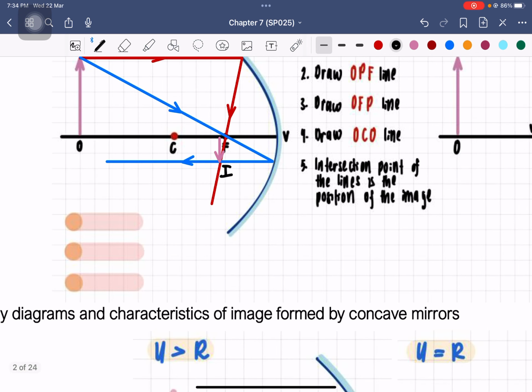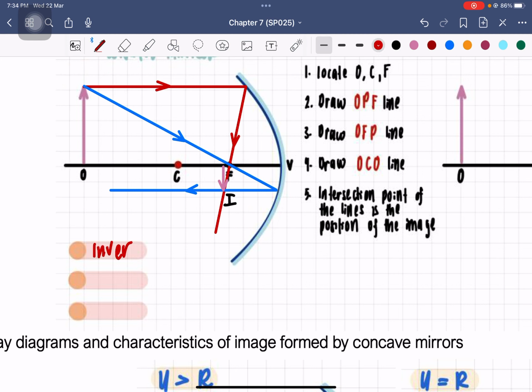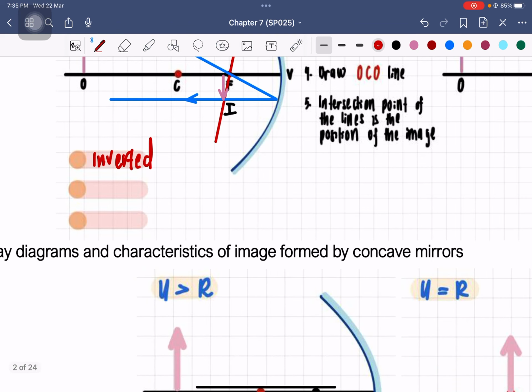After that, usually they will always ask you what the characteristics of the image are. Firstly, since it is pointing downwards and relative to the object this is a different orientation, what we can say is this is an inverted image. So this is inverted. And then what else do we know? We know that the image is also much smaller than the object itself. So what we can write is that the image is diminished. Okay, so write it as diminished.